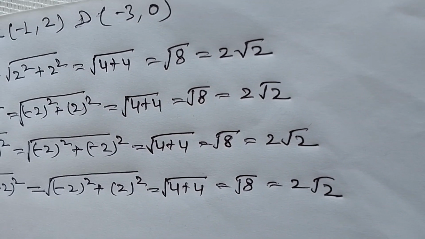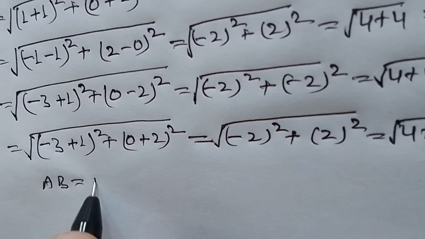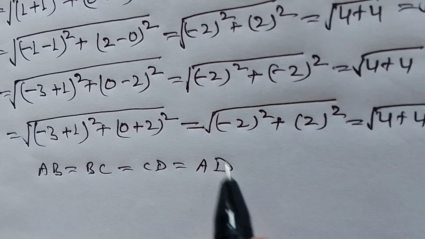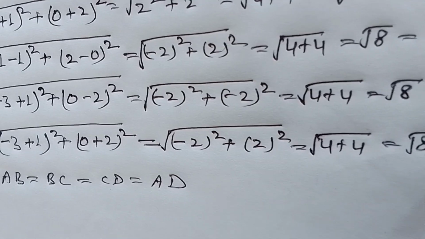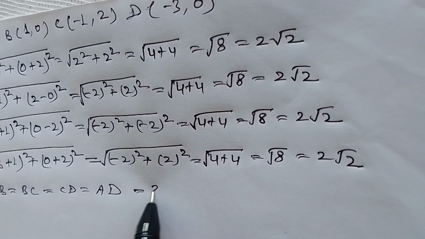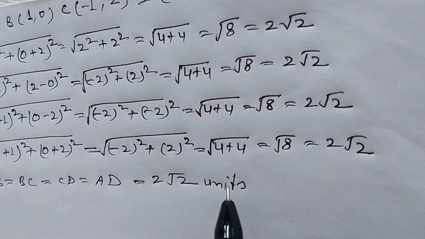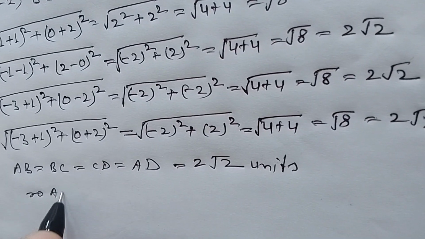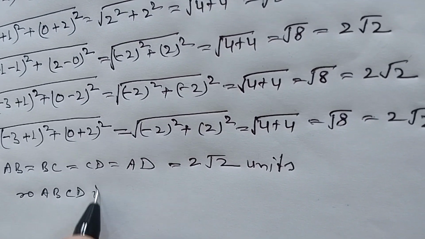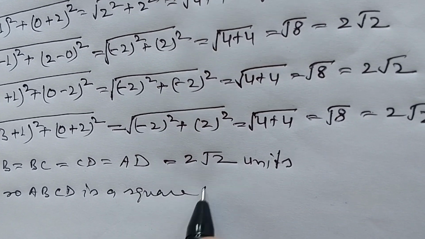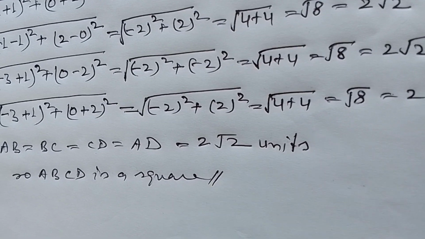Since AB is equal to BC is equal to CD is equal to AD, which we have calculated, these are all equal to 2 root 2 units. So ABCD is a square. This is the answer of the first part of the sixth question.